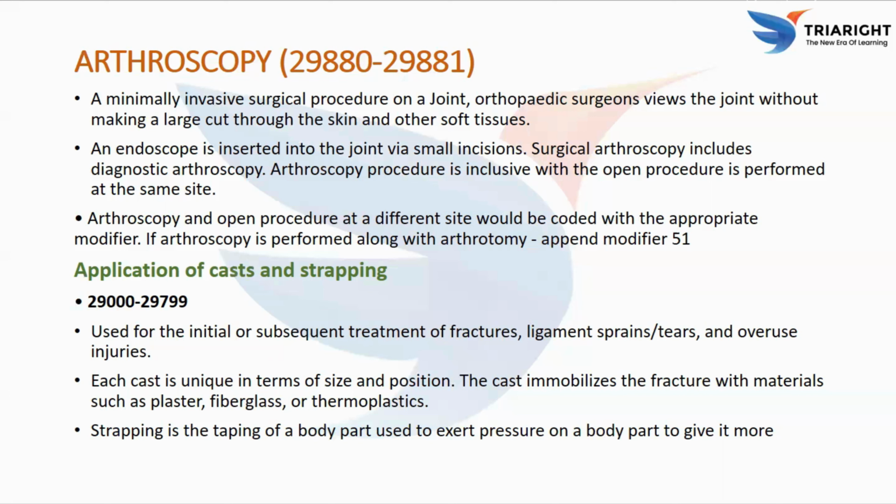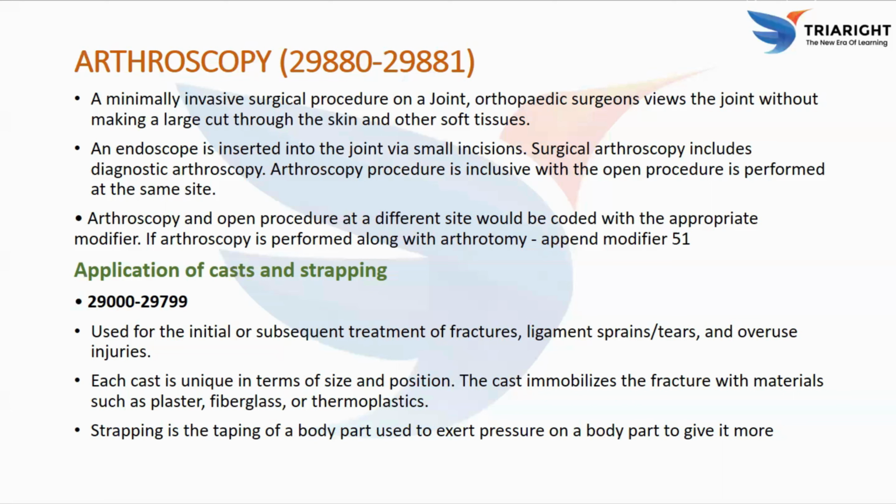So the CPT code range 29,880 to 29,881. It's a knee example. 29,880 is the code for arthroscopy, knee, surgical, with meniscectomy, both medial and lateral, whereas 29,881 is the code for arthroscopy, knee, surgical, with meniscectomy, medial or lateral. So these are the surgical arthroscopy codes.